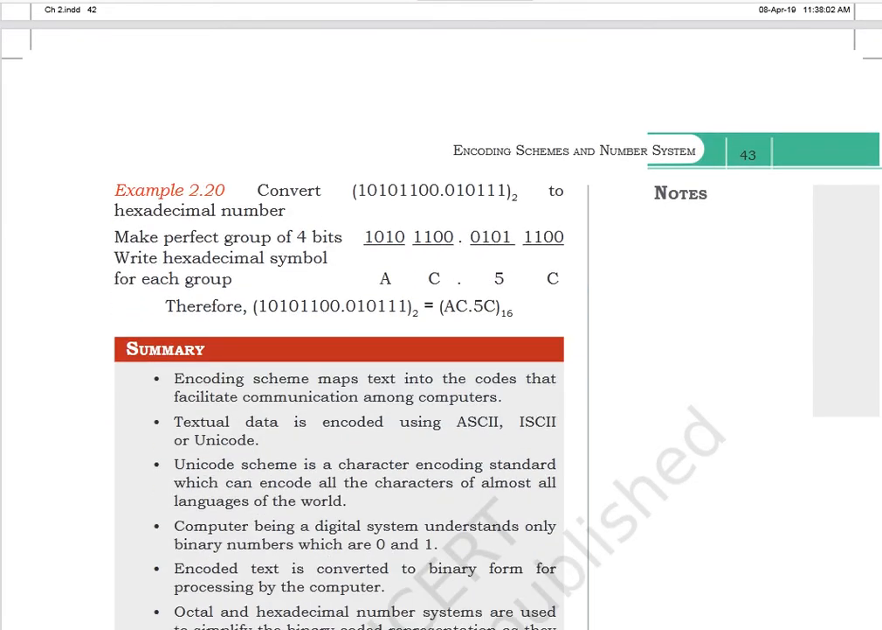And convert the binary number to its equivalent hexadecimal number. Make a perfect group of 4 bits. We have already done grouping of 4 bits in the previous class, and converted it to its equivalent hexadecimal number. Here we also do it like this, making groups of 4 bits and then writing down the equivalent hexadecimal number here, and we get the resultant value AC.5C to the base 16.